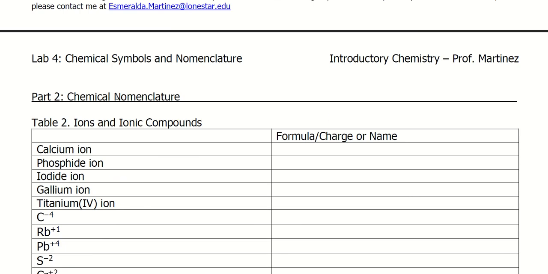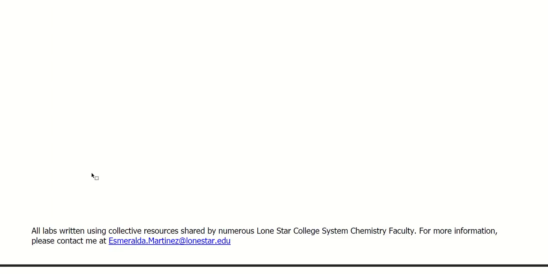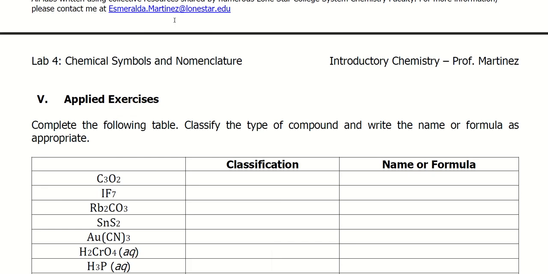And then part 2, like I said, you're going either from name to formula or formula to name. So you're pretty much doing that for all these tables, for first ionic and then covalent and then hydrates.